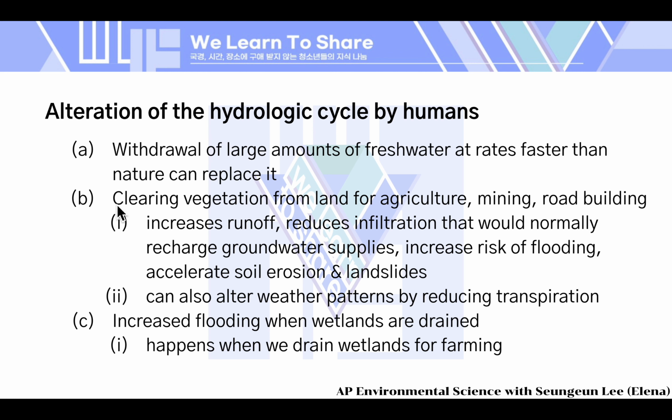And the second way would be clearing vegetation from land for agriculture, mining, and road building, like cutting of trees. This increases runoff, it reduces infiltration that would normally recharge groundwater supplies, and it will increase the risk of flooding and accelerate soil erosion and landslides. And this could also alter weather patterns by reducing transpiration. And the third way would be increased flooding when wetlands are drained, and it happens when we drain wetlands for farming, like cutting off trees and so on.